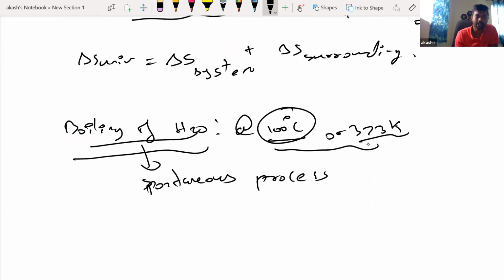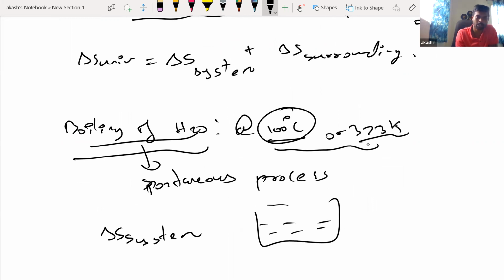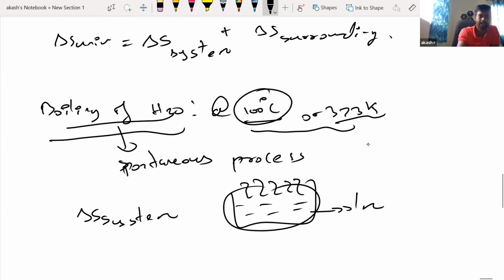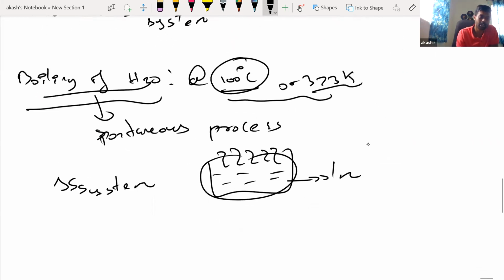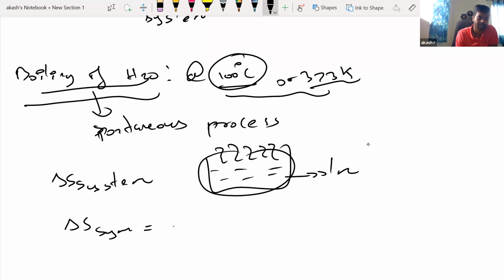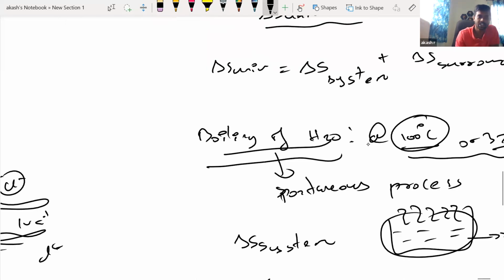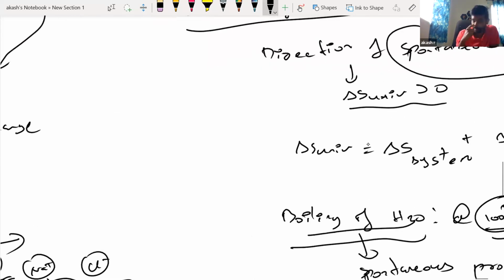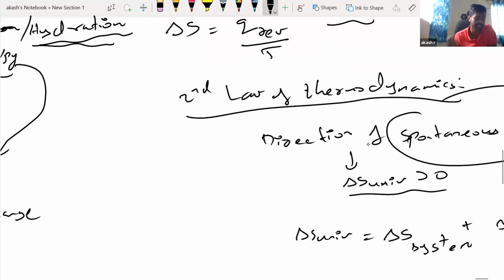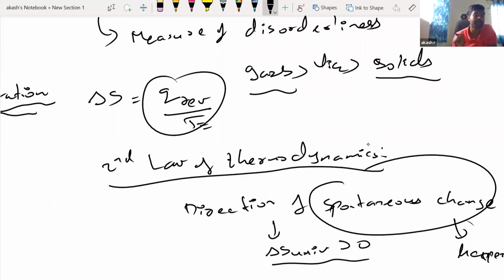Now let us calculate the entropy of the system. What is the system here? Say I have a vessel in which I have some water molecules. This is your system, and it is boiling also. So what is the formula for delta S system? Remember the formula here: it is the heat change occurring in that process divided by the temperature at which the process is happening.